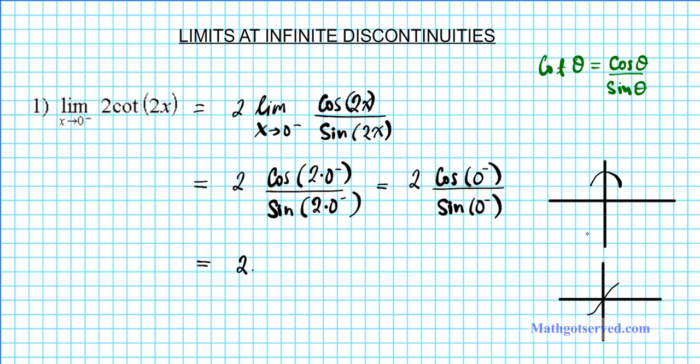For cosine 0 from the left, as you're approaching 0 from the left, what y value are you approaching? You're approaching positive 1. So cosine of 0 from the left is simply going to be 1. How about sine of 0 from the left? As you're getting arbitrarily close to 0 from the left on the x-axis, what y value are you approaching?